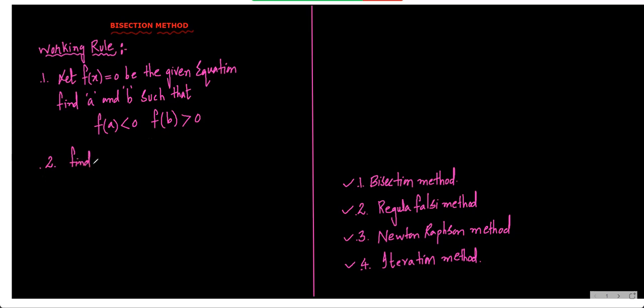Okay, find the first approximation. The approximate solution we are finding. Find the first approximate root, if we assume that the solution lies between A and B, using the bisection method.